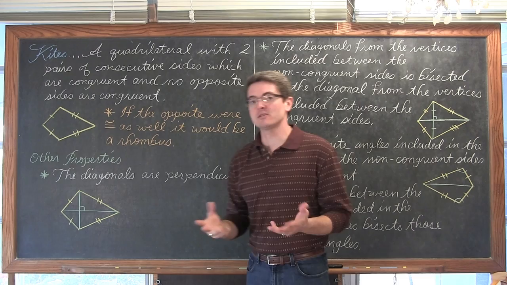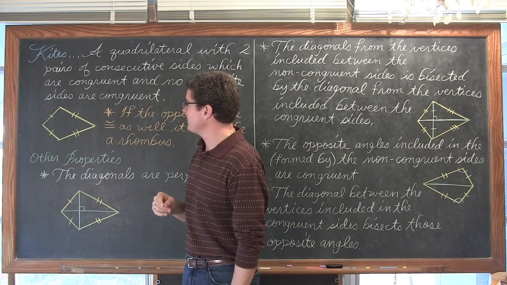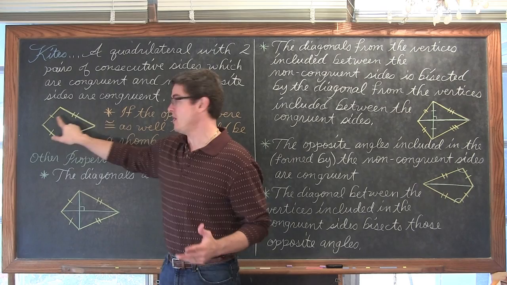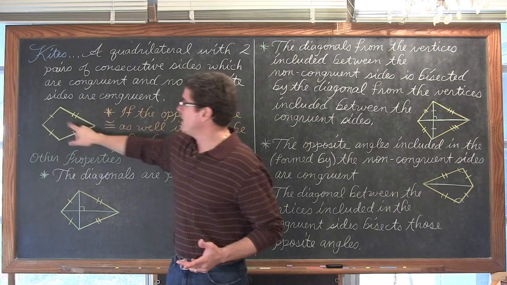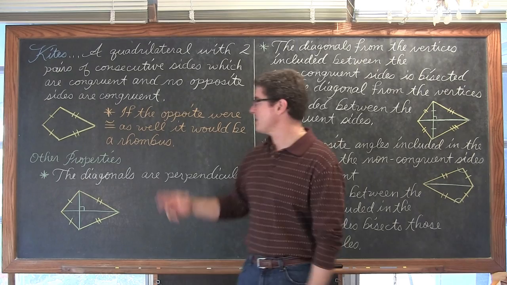So we have a four-sided figure, a quadrilateral, and as I wrap around and go consecutively, these two sides right here aren't congruent. This has two tick marks and this has one. But as I continue to wrap around, I do find that I have a pair over here and a pair over here, two pairs of consecutive sides which are congruent. Now we have to add this little extra in here that we don't have opposite sides which are congruent as well, because if we did, then we'd be talking about a rhombus and not a kite.